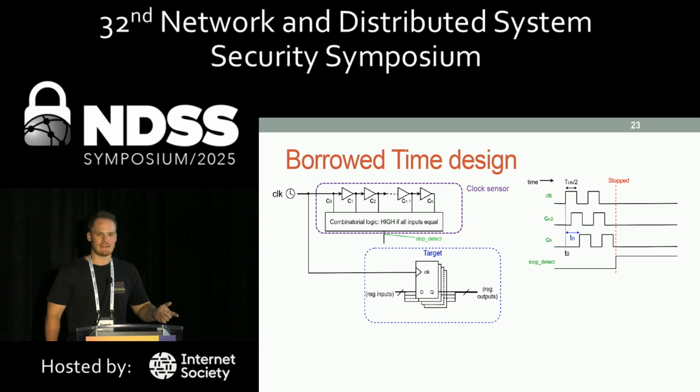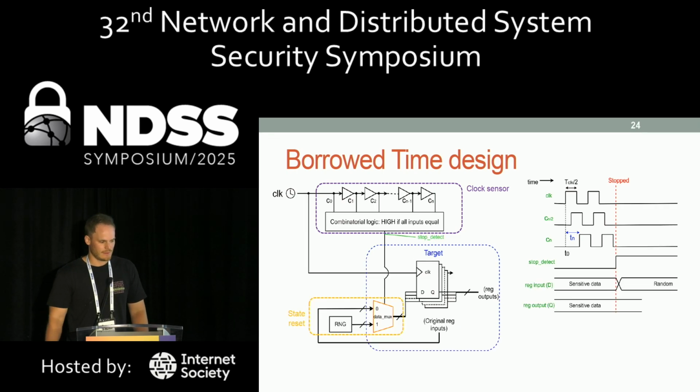Now, the next thing we need is some circuitry to overwrite those registers. So we actually will have to interrupt the register inputs and put in our state reset circuitry. So we do still pass the original register inputs through to the registers, but we multiplex the input between either that or randomness from a random number generator. And that's selected based on whether the alarm has been triggered or not.